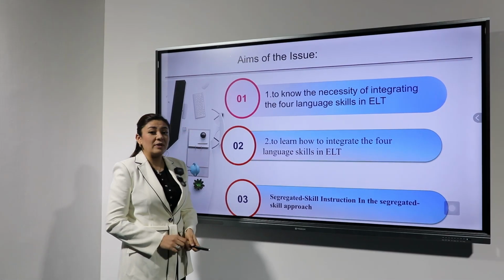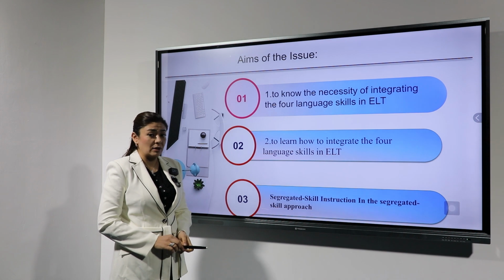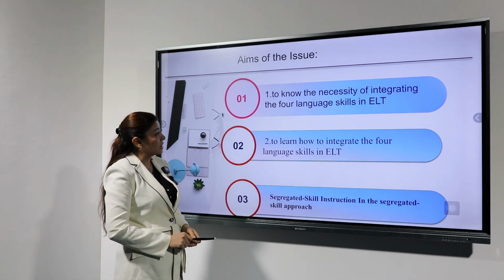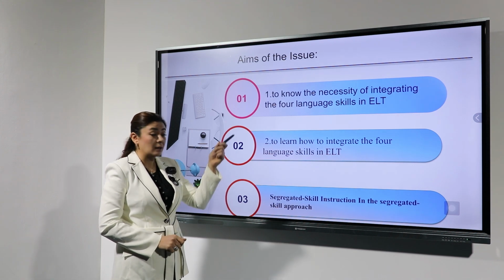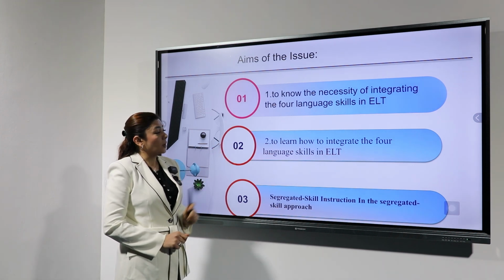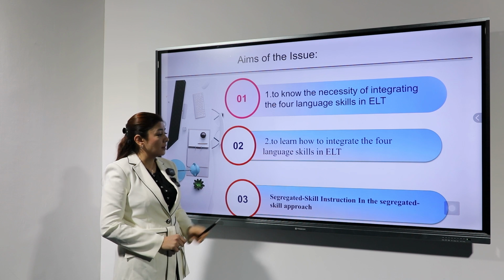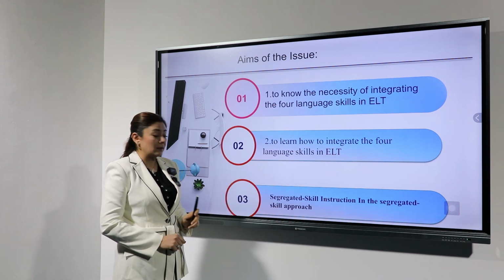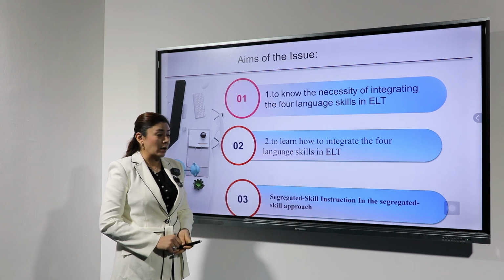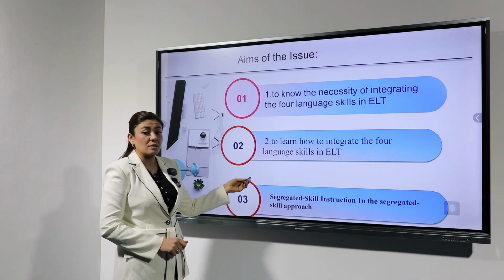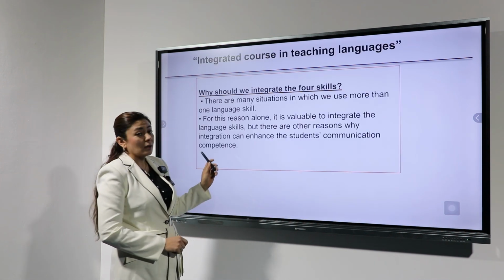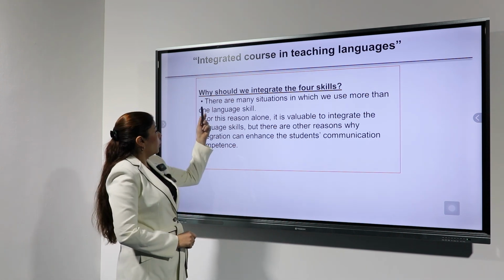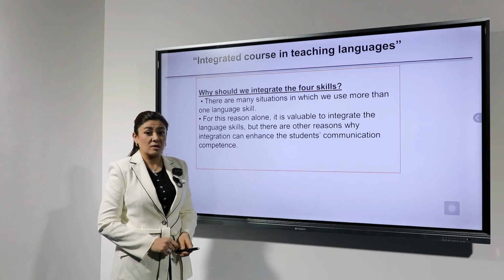So the aim of the integrated skills is, the first one, to know the necessity of integrating the four language skills in ELT. The second one, to learn how to integrate the four language skills in ELT. And the third one is segregated skills instruction in the segregation skills approach. Let's find first of all the answer to the first question. Why should we integrate the four skills?